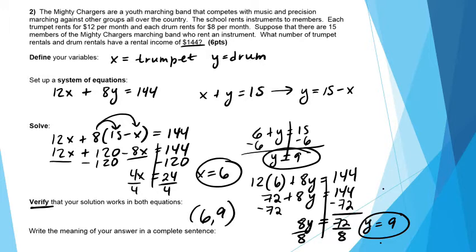And the meaning of my answer is I would say that 6 trumpets and 9 drums rent for $144.